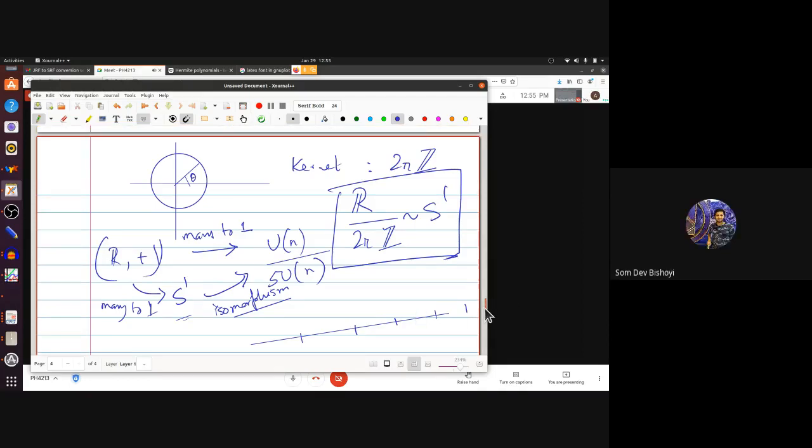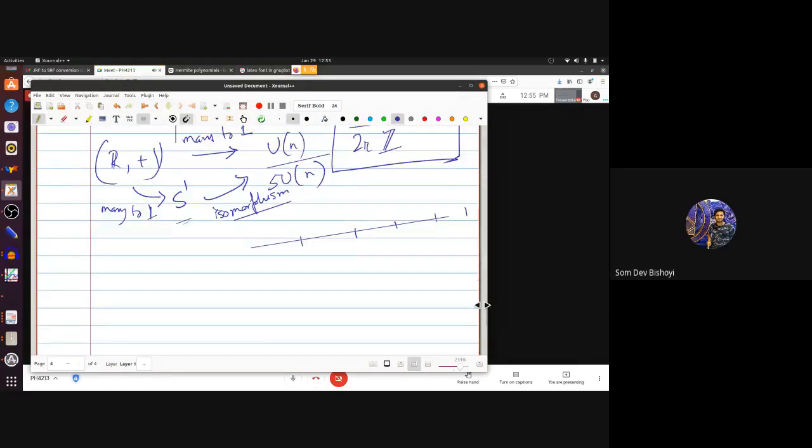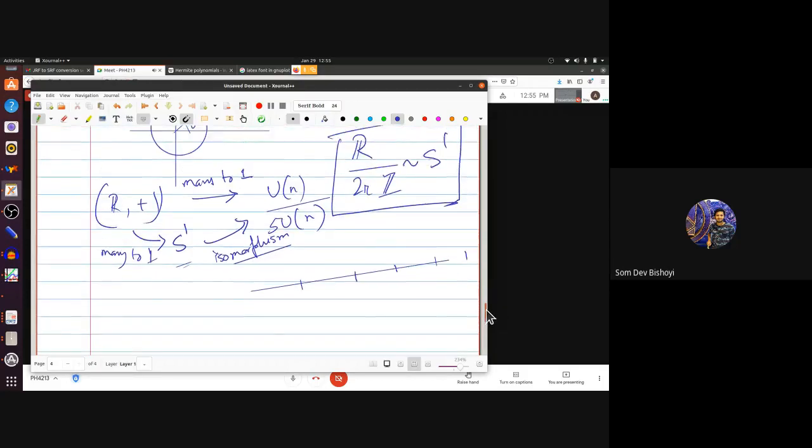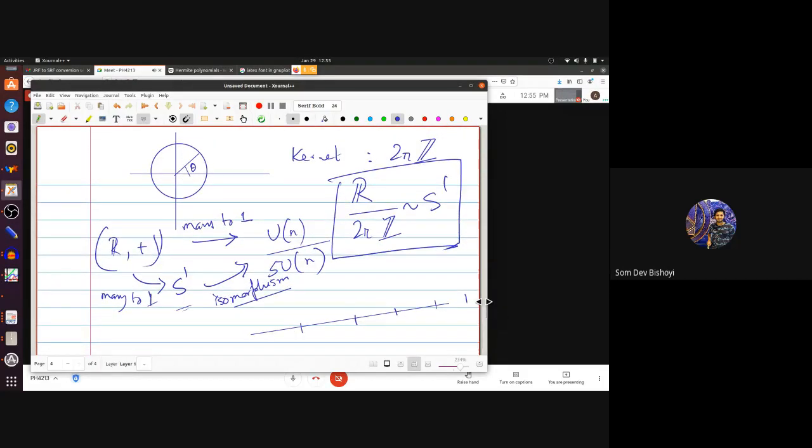Sir, when you're using this equivalence relation, what you are actually doing is identifying points on the interval of 2 pi. So you are effectively reducing all of this kernel to a single point. Exactly. That's perfect. That's exactly the intuition which you should have.